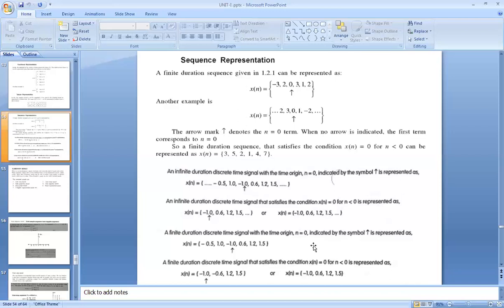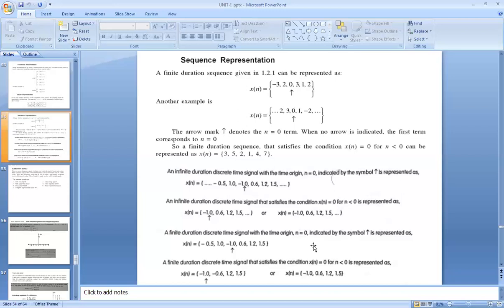Similarly, another example is given: x of n is equal to curly brace dot dot dot 2, 3, 0, 1, minus 2, dot dot dot, and again here 0 is represented by an arrow mark. Generally the arrow mark is used for denoting where n is equal to 0. In most cases, when no arrow is indicated, the first term corresponds to n equal to 0.